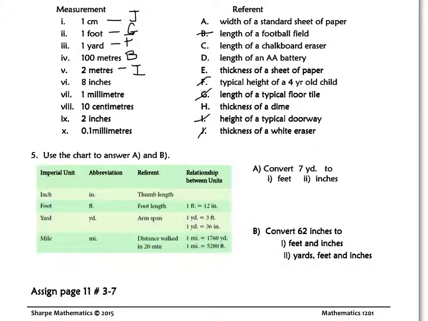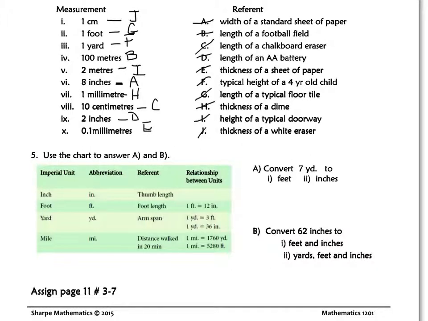8 inches, I will go with the width of a standard sheet of paper, because most paper is 8.5 by 11, the short side. So that would be a good reference for 8 inches. A millimeter would be the thickness of a dime. And 10 centimeters, looking at what we have left, would probably be close to the length of a chalkboard eraser. 2 inches would probably be the length of an AA battery. And the last thing, 0.1 millimeters, would be about the thickness of a sheet of paper.